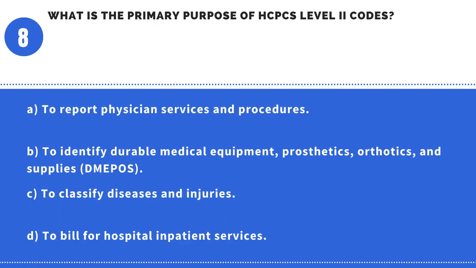Question 8. What is the primary purpose of HCPCS Level 2 codes? A. To report physician services and procedures. B. To identify durable medical equipment, prosthetics, orthotics, and supplies, DMEPOS. C. To classify diseases and injuries. D. To bill for hospital inpatient services.